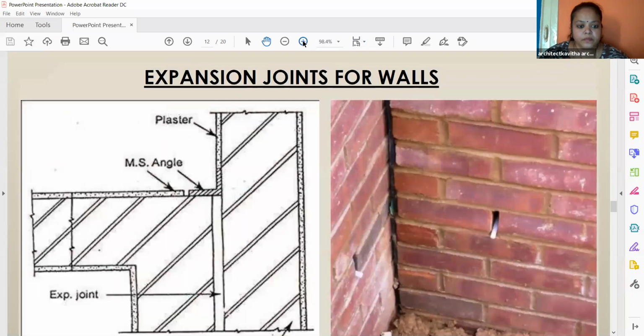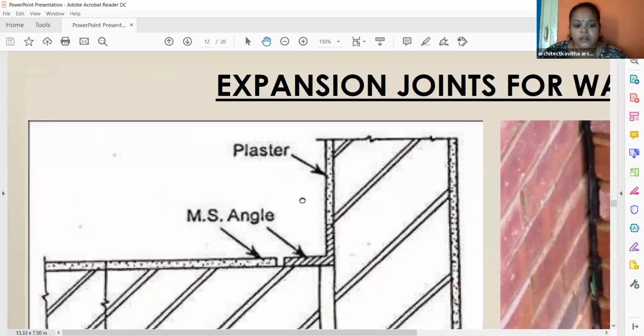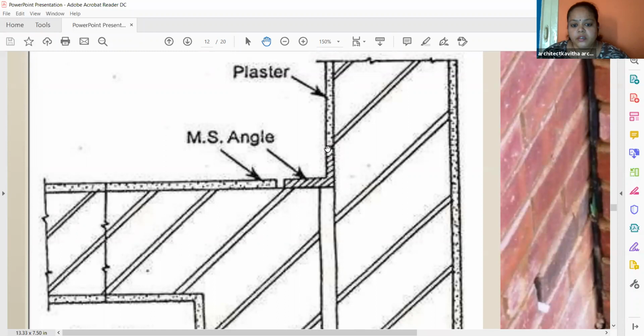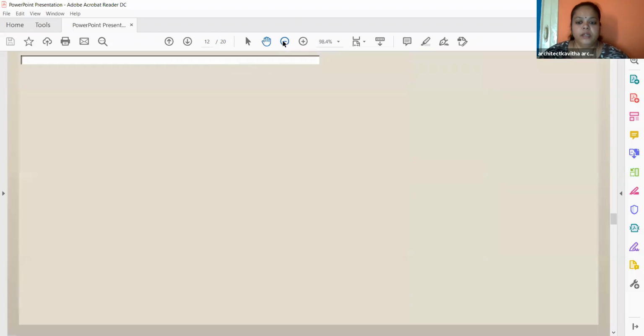So even here you see, here they have not given any gap between plaster and the angle. But here they have given a slight gap, so that you can have movement. If this moves slightly also, there will be crack only in the joints and not in the structure. So that's why you can give some gap, like a groove you can give here, so that you can have a movement for the building.